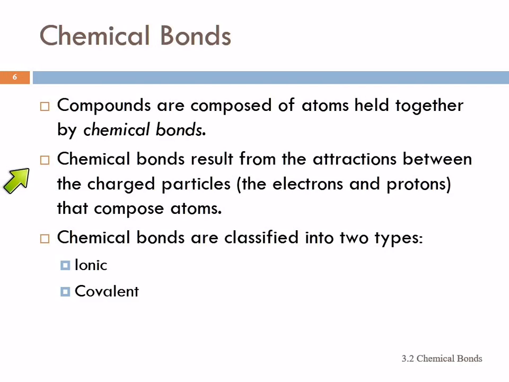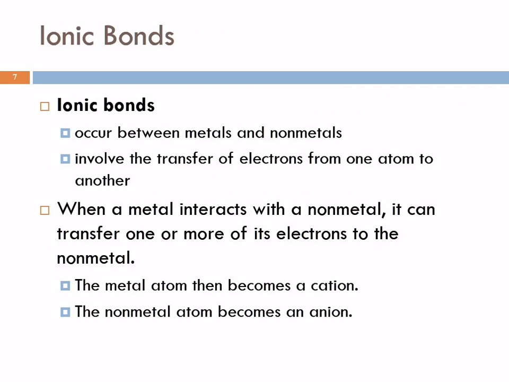So the chemical bonds result from attractions between charged particles. There are electrons and protons within the atom. And the electrons and the protons of the separate atoms are going to attract each other. There are two basic types of chemical bonds. There are ionic bonds and covalent bonds.